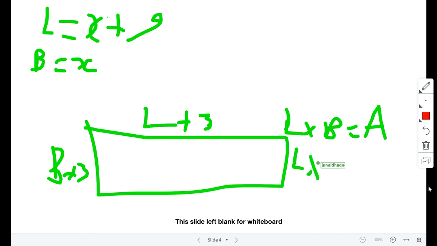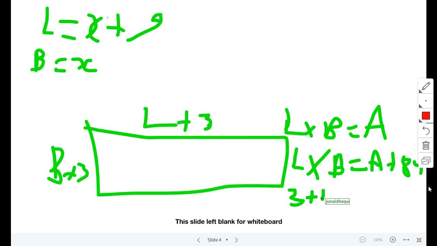So L times B equals A plus 84. Oh no, wait, you have to multiply them: 3 plus L times 3 plus B, and it should be inside the brackets. Always use the brackets.